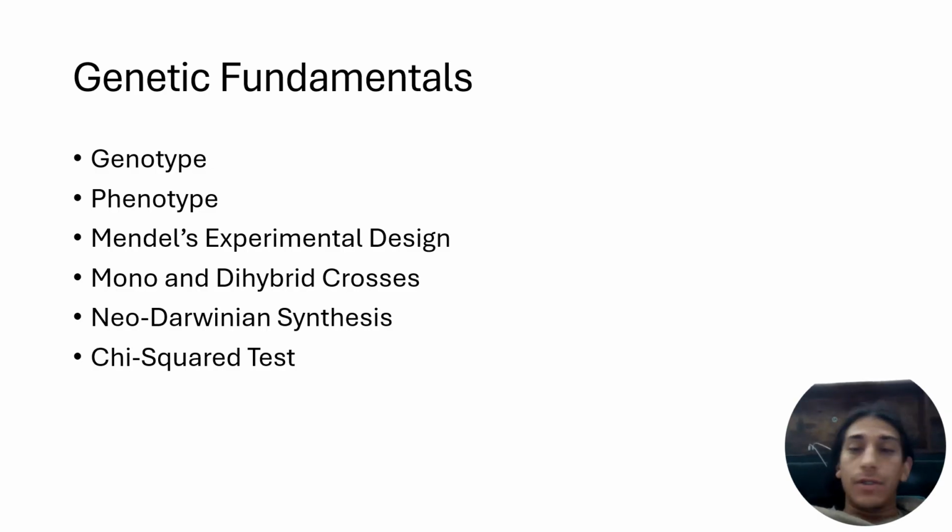Mono and dihybrid crosses. A monohybrid cross is a cross between two organisms that differ in a single gene or trait. A dihybrid cross is a cross between two organisms that differ in two genes or traits. Neo-Darwinian synthesis, also known as modern evolutionary synthesis, integrates genetics, evolution, and other fields to explain the diversity of life on Earth.